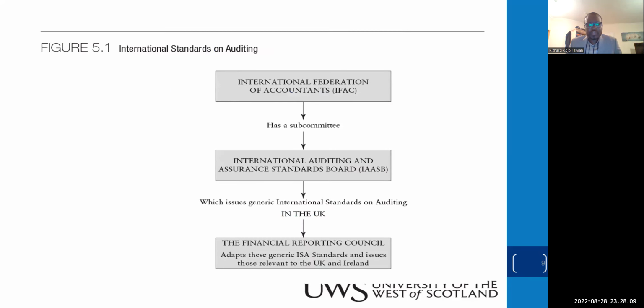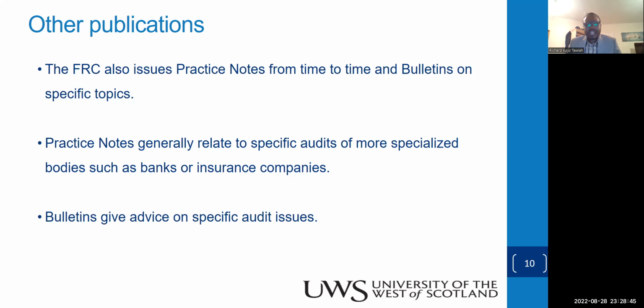This is the hierarchy of what you see in terms of the International Standards on Auditing. Like I said, we have the IFAC at the very top, more like the supervisory, the overall boss. They may have a subcommittee. Drilling down, we have the IAASB. They will issue all the generic ISAs, and in the UK the Financial Reporting Council will adapt these ISAs issued by the IAASB and release them to the various countries within the UK and Ireland to adapt.